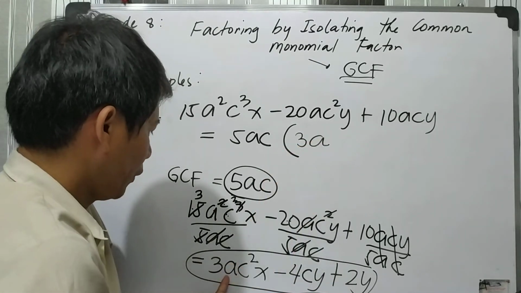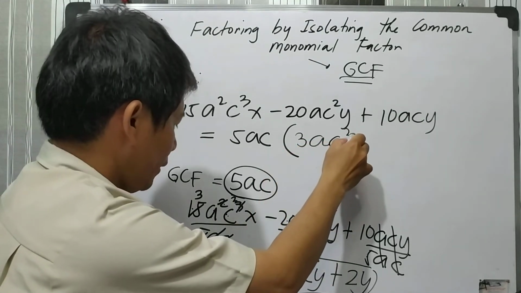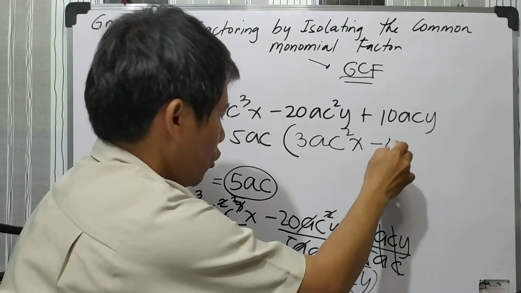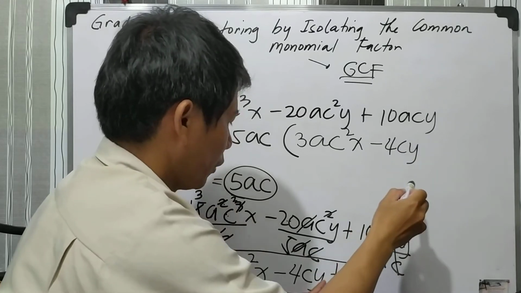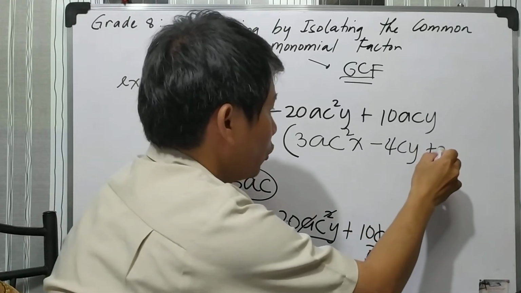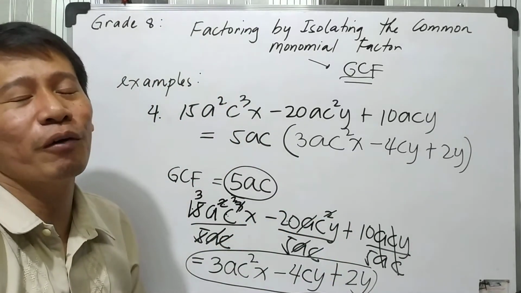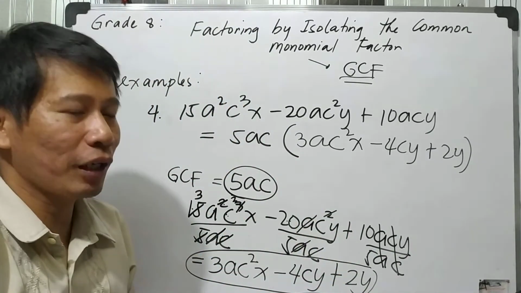Right here, in the second factor, we have 3ac squared x minus 4cy plus 2y. Okay, that's our second factor. Okay, let us check if we have the correct factors.